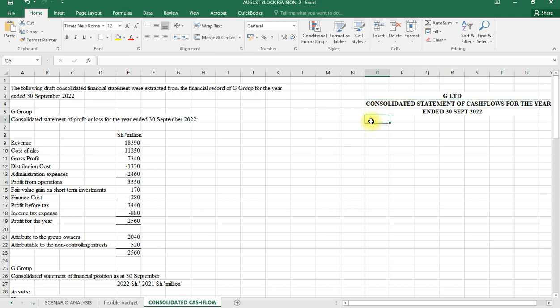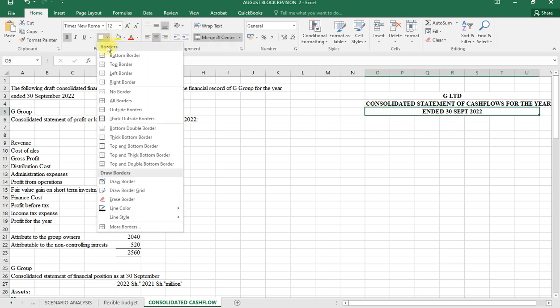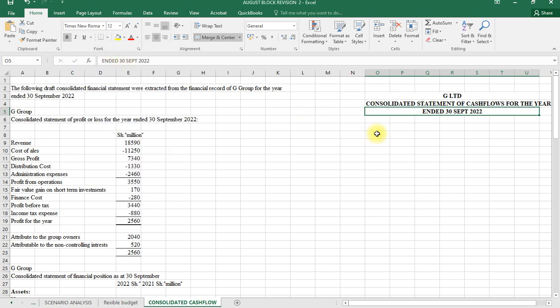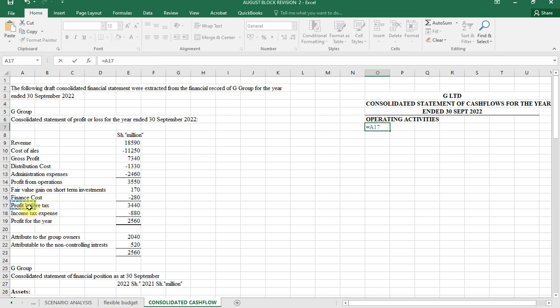As we said, a cash flow statement has three parts. So we start with operating activities, and here you just pick profit before tax.